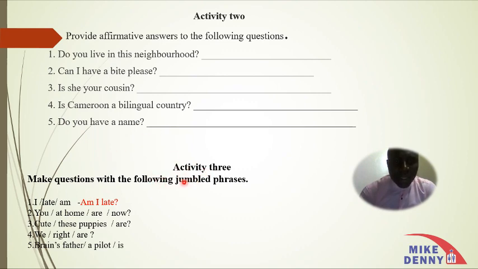Now, dear students, in activity 3, you make questions with the following jumbled phrases. I late am. Example 1, what are you supposed to say? Am I late? You at home are now. Cute, these puppies are. We right are. And Brain's father, the pilot, is. So you should form these questions correctly.